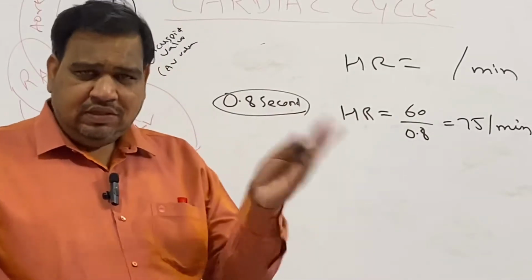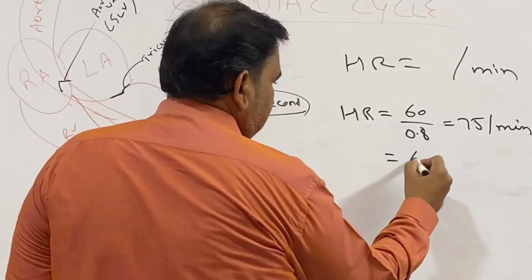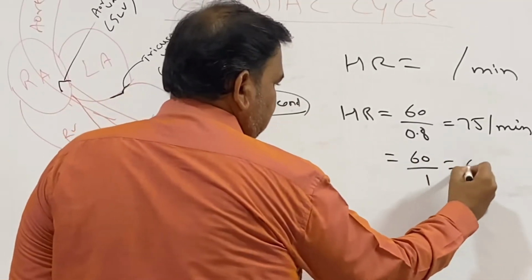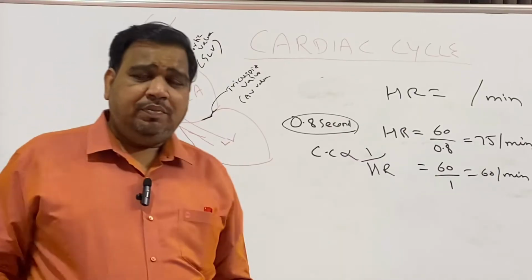Imagine if the cardiac cycle is 1 second, so what will happen? Your heart rate will become 60 by the cardiac cycle duration, which is 1, so 60 per minute. One more example I will give.